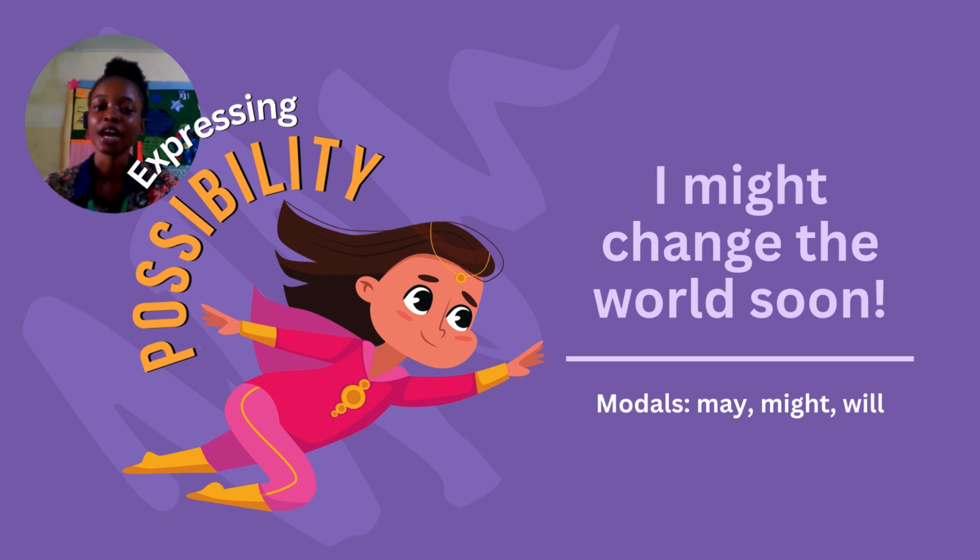Now, the modal verbs that we can use to express possibilities are your may, might, and will. We use modal verbs may, might, and will to express something that is likely to happen. That's what express possibility means. We have an example on the screen: I might change the world soon. So this is used to express something that is likely to happen. You can say, I will travel tomorrow. That is expressing possibility of something that is going to happen. It may rain today. So all these are various examples of modal verbs that we can use to express possibilities.